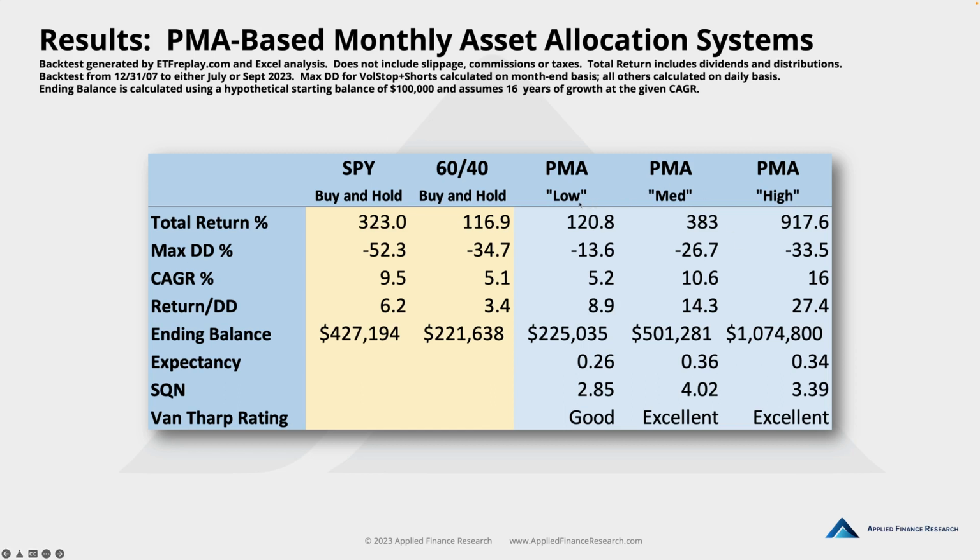PMA Low was designed to beat the 60-40 buy and hold, and PMA Low does beat 60-40 buy and hold on all of those first 5 metrics. Plus, it also beats the S&P 500 in terms of maximum drawdown and also in terms of return to drawdown ratio. It has a good SQN of 2.85 and an expectancy of 0.26. So in summary, we see that these simple systems based on the concept of moving averages achieve excellent results.